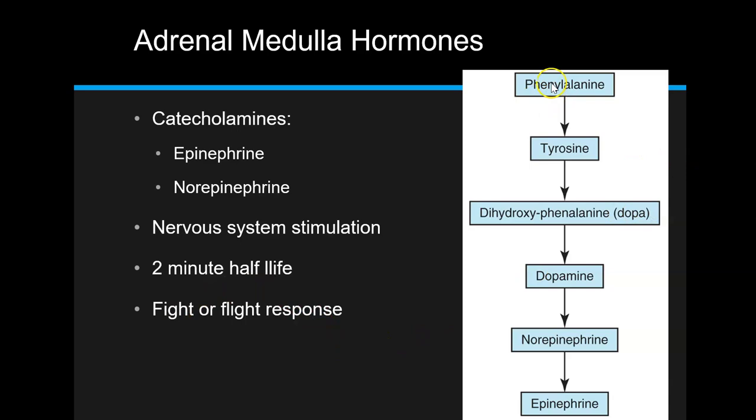So they are made from phenylalanine, which is made into tyrosine, which is made into DOPA to dopamine, and then dopamine to norepinephrine, and norepinephrine to epinephrine. Okay, and all three of these can be released and used, but dopamine can be converted to norepi to epinephrine. Okay, so epinephrine and norepinephrine have various effects on the body, but think fight or flight.